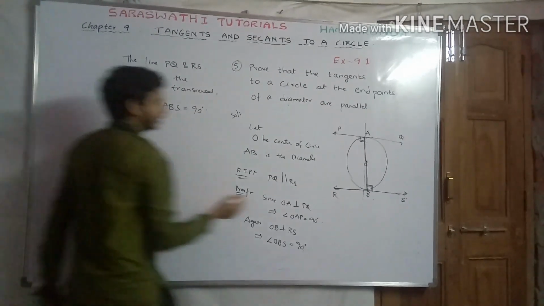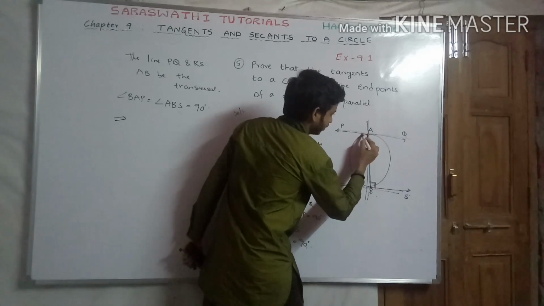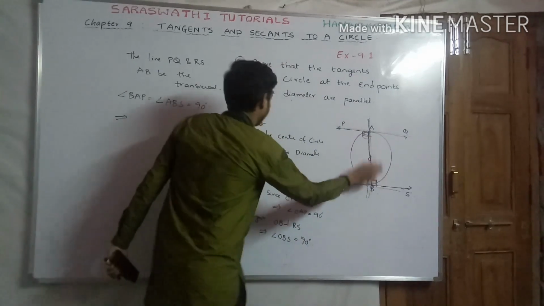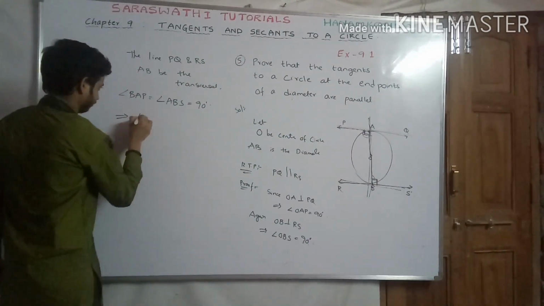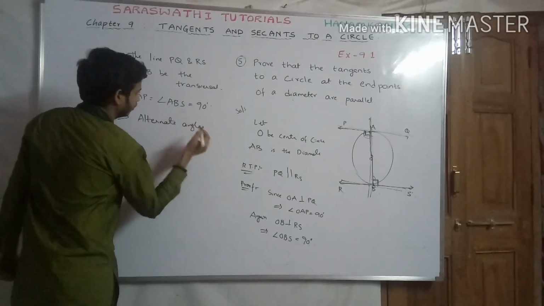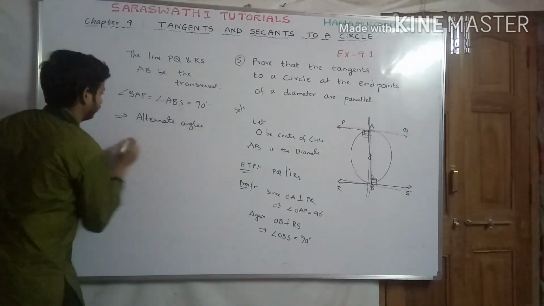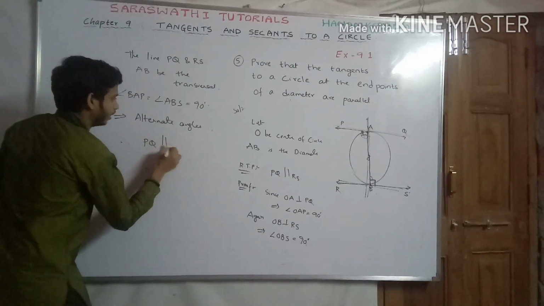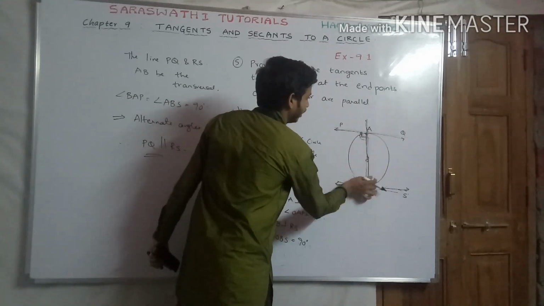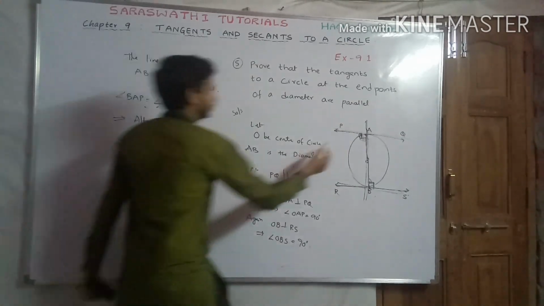So it implies alternate angles. If we consider these two lines and AB as the transversal, angle BAP and angle ABS are alternate angles, and the two alternate angles are equal. Therefore PQ is parallel to RS, since alternate angles between two parallel lines are always equal. That means these two angles are alternate angles, and then it implies that these two lines are parallel.